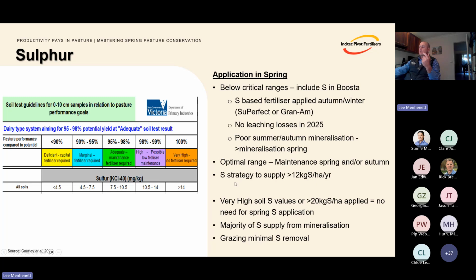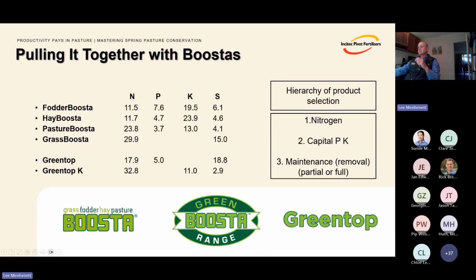But our overall strategy is we want to be including, once we're in the optimal range, at least 12 kilos of sulfur per hectare per year. If our soils are really high in S, so they're greater than 20, there's no need for spring applications. The majority of S will be supplied from mineralisation, and grazing removes not much sulfur from the system.